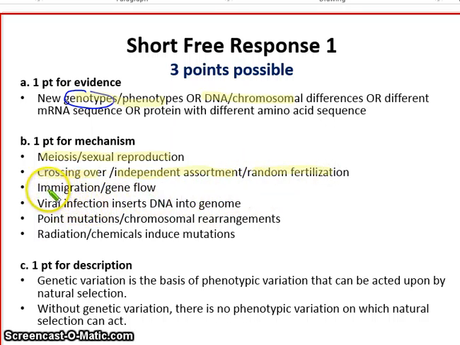You could also talk about emigration and gene flow, about how a virus infection inserts its DNA into the DNA of the genome, and a few other things. Obviously, mutations are here as well.